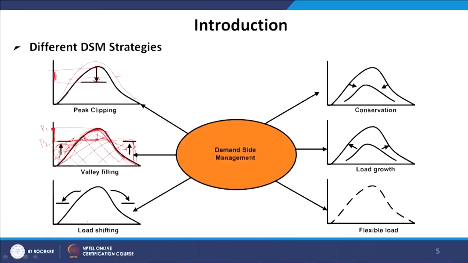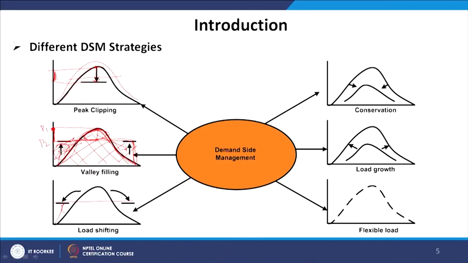Now, load shifting is similar to valley filling, but instead of increasing your off-peak consumption, you reduce your peak consumption. If you increase your off-peak consumption, then it is valley filling, which was discussed here, but if you reduce your peak, then it is known as load shifting. Either you shift your peak to off-peak or you increase your off-peak. I think valley filling and load shifting are almost similar patterns.